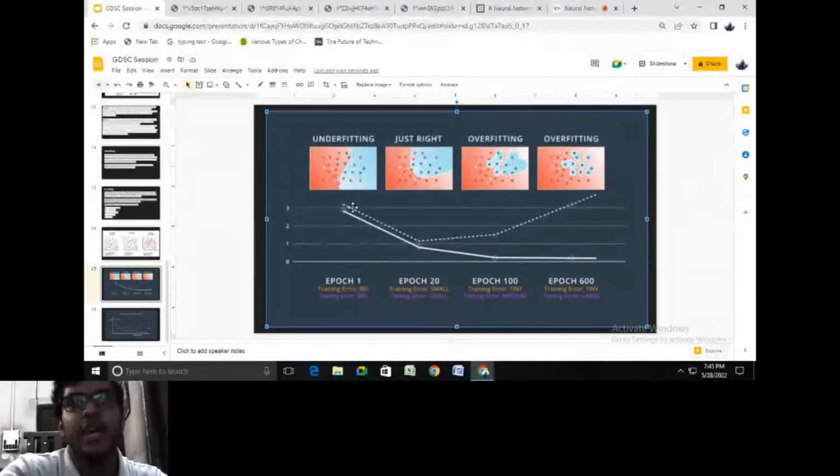Around epoch 20, the model is optimally trained because the training error and the testing error are small. But after that, we can see that the deviation between the training and the testing errors is gradually going up. So after this point, we can say that the model is gradually overfitting.